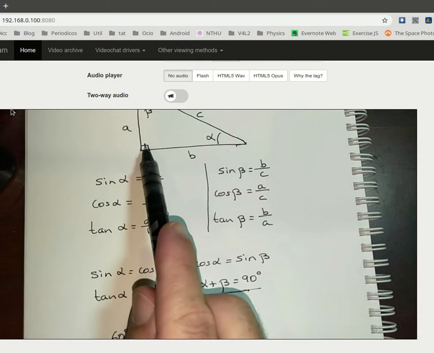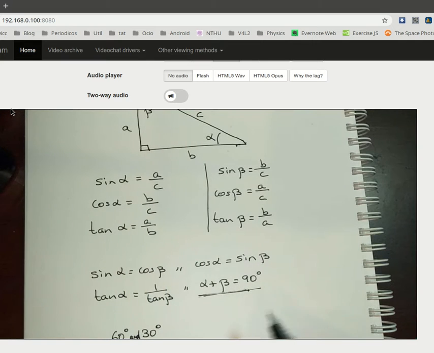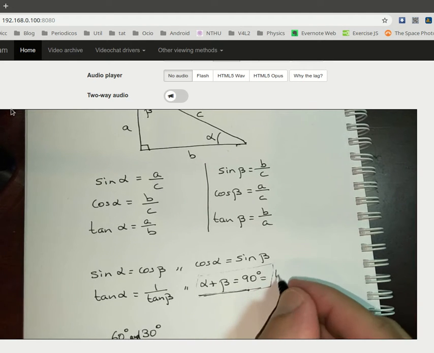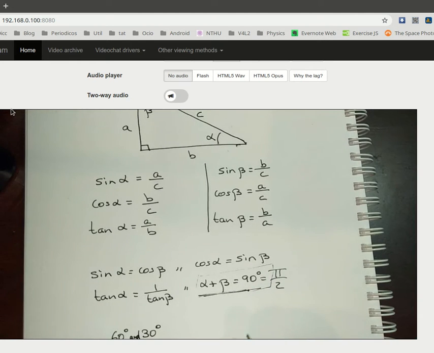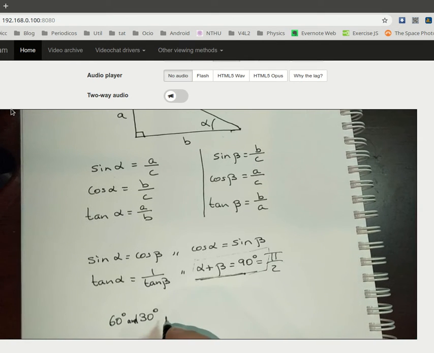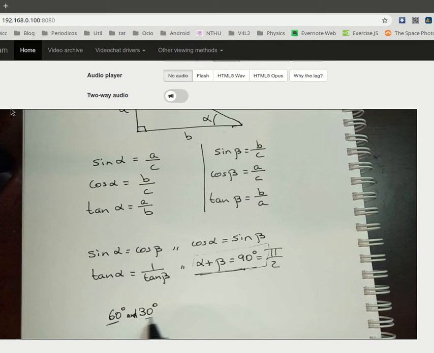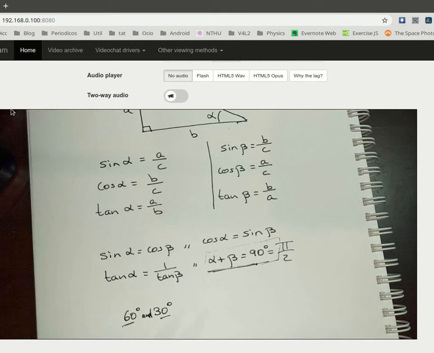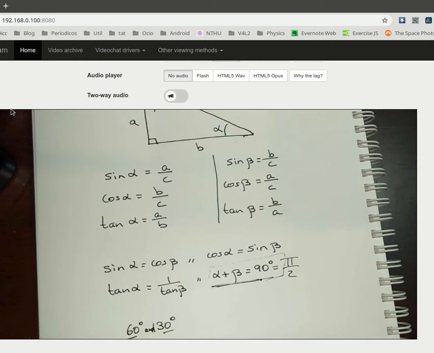We know this one, that it has to be 90, so the relation between alpha and beta is alpha plus beta has to be 90 degrees, or pi over 2. You can try with your calculators and see with 60 and 30 degrees, see what happens. This is another important rule that we are going to need.